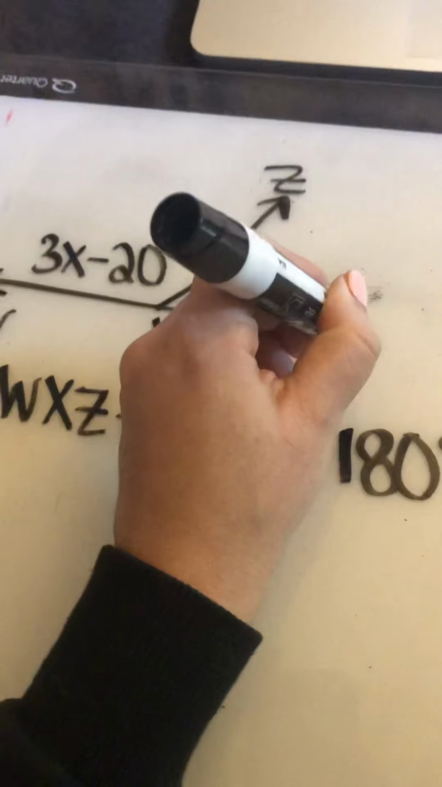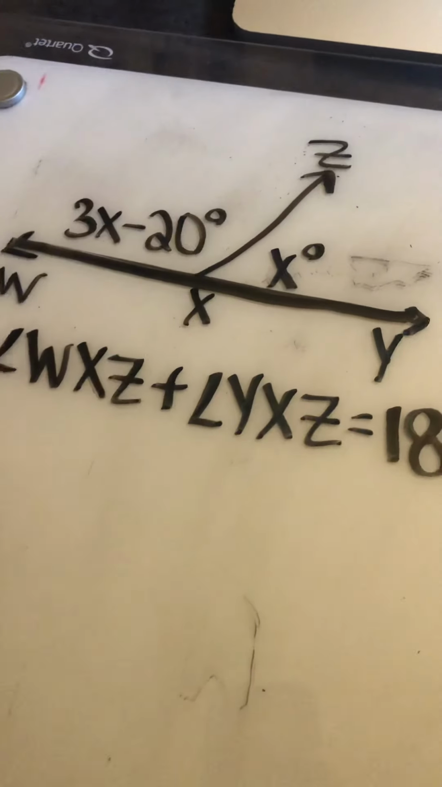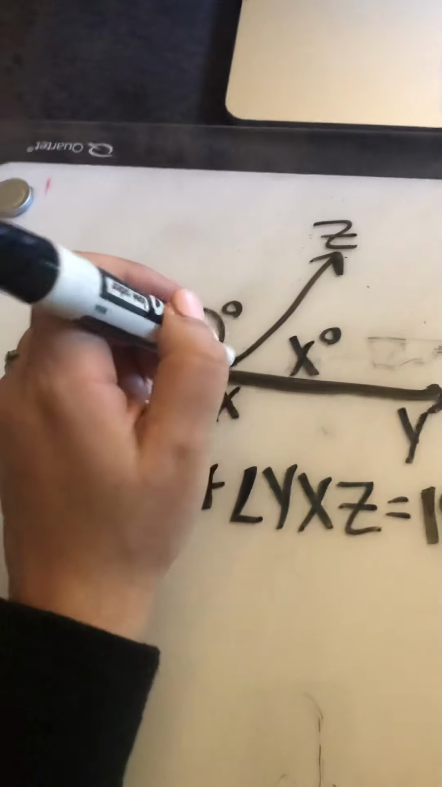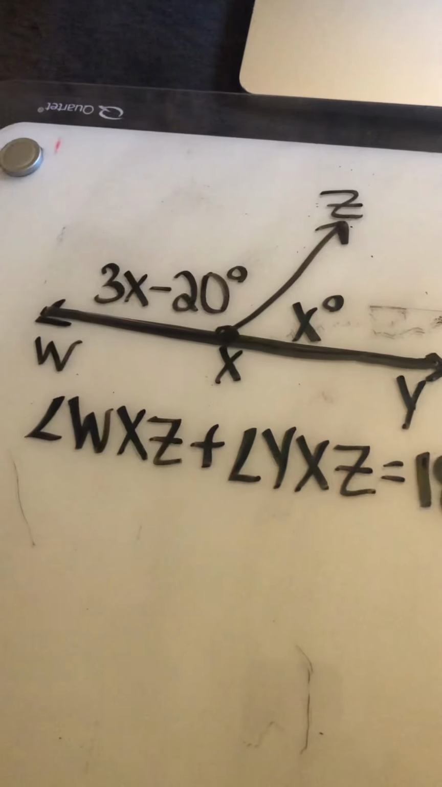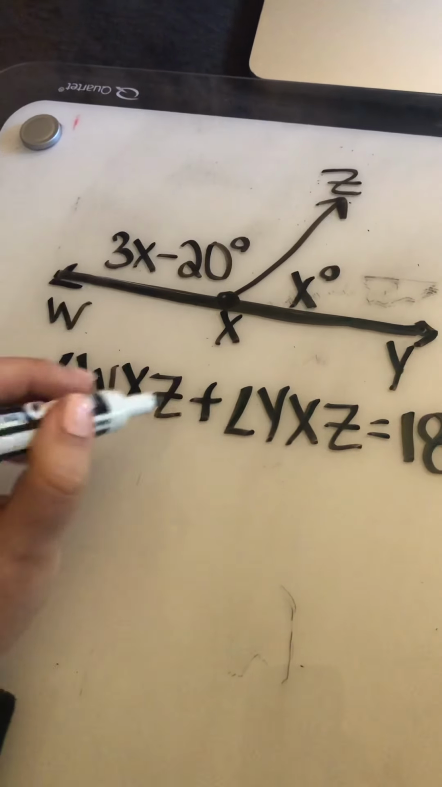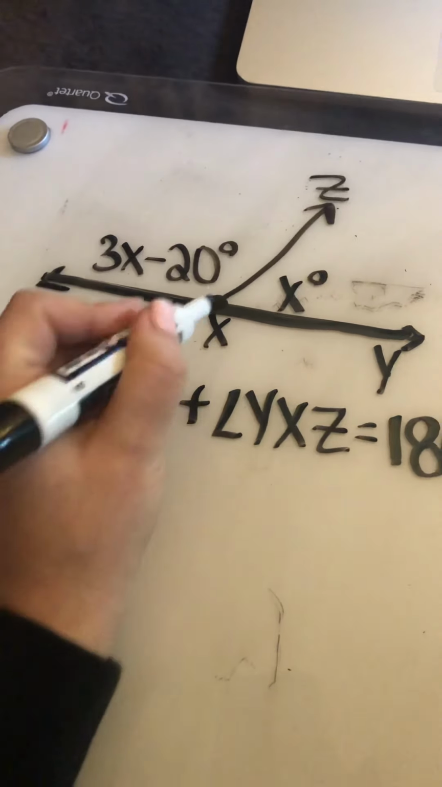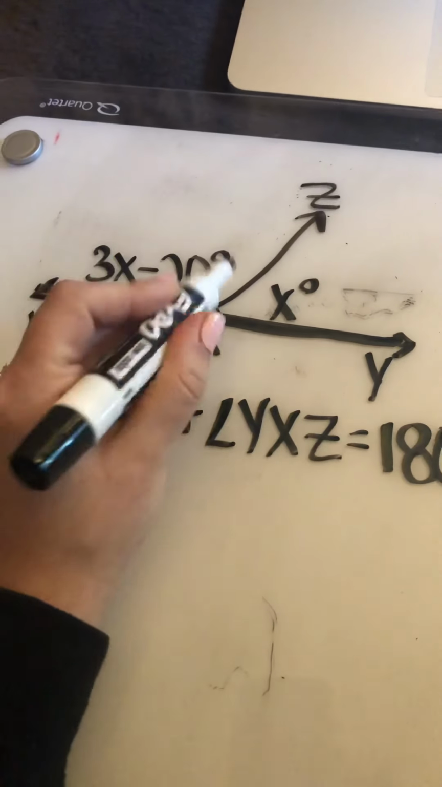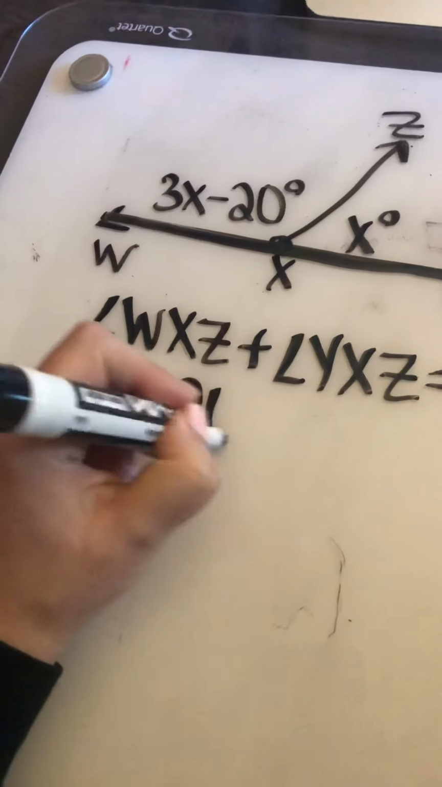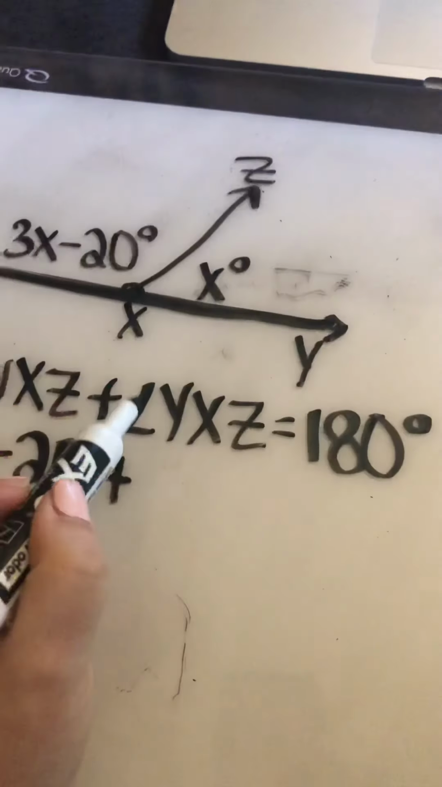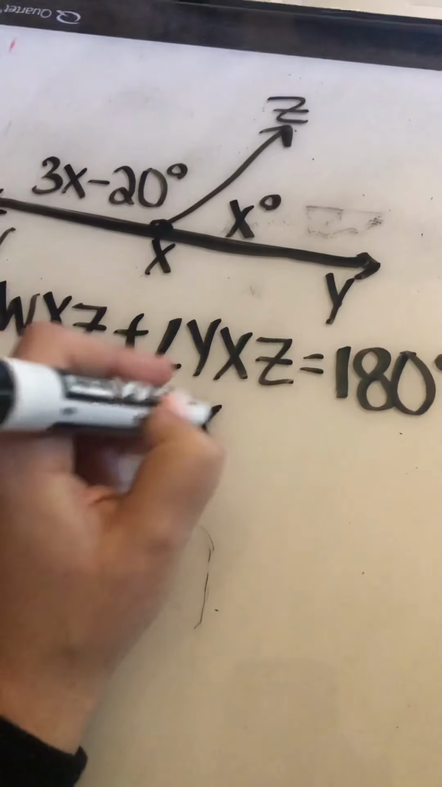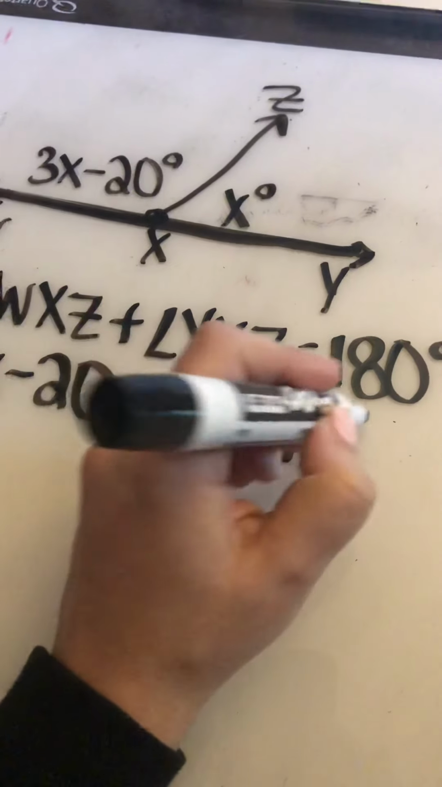See this straight line? Right? When they are put together, they make that straight line, and we know a straight line is 180 degrees, so these angles are supplementary. So we set it equal to 180. Now, I'm going to rewrite this with the expressions of the angle. So WXZ is 3x minus 20. So I'm going to write that instead. Plus angle YXZ is x. So I'm going to put plus x equals 180.